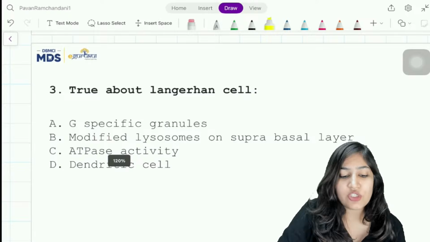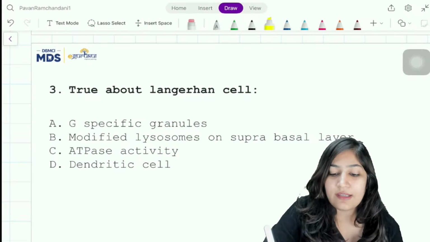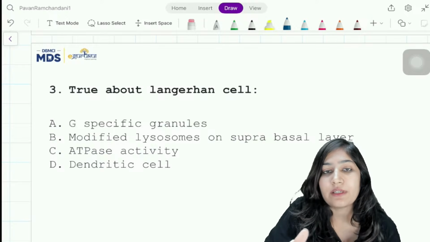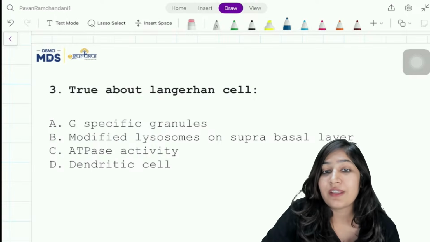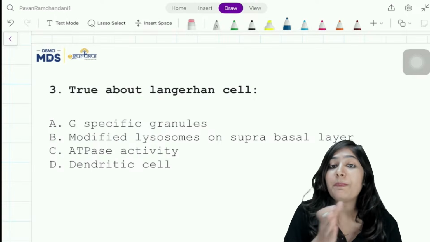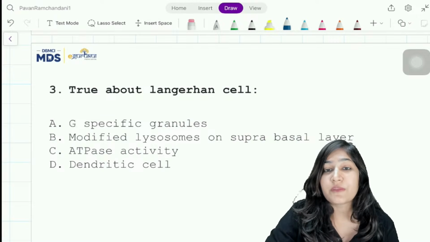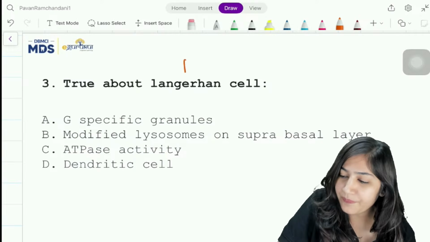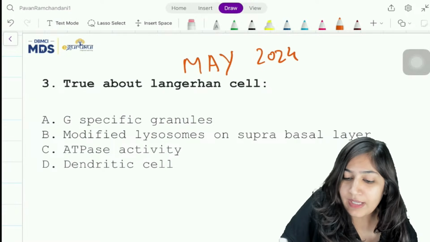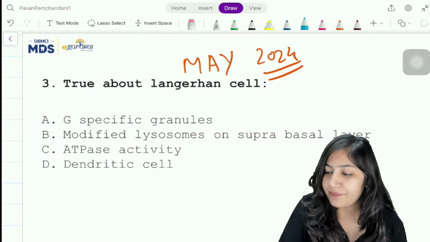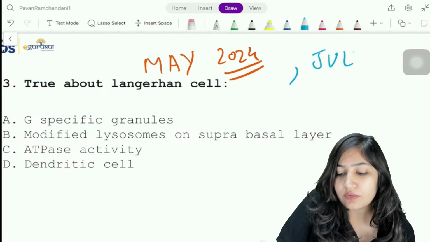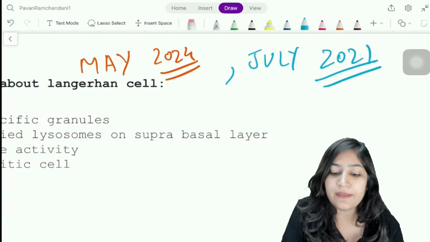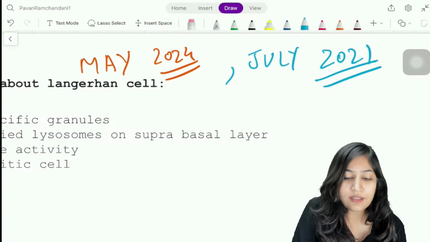Okay, coming to our next question. True about Langerhans cells. This question is from the May 2024 paper. Again, this is a repeat question, so you can see you are getting repeat questions from previous years also. So solving PYQs is very important. This was asked in May 2024 and it was previously asked in July 2021 also. Again, it is asked 2 times, right?